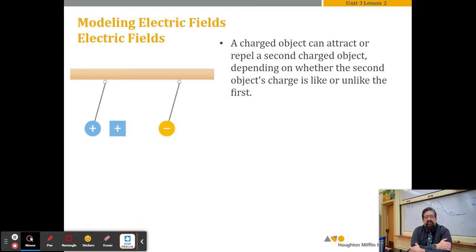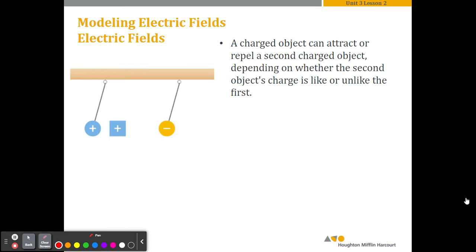In this case, we have two charged balls hanging from insulating strings, and we put a charged cube in between them, a positively charged cube. We know that a charged object can attract or repel a second charged object. We've already learned that opposites attract and like charges repel. So this depends on whether the object's charge is like or unlike the first. In this case, we see that the positive ball is repelled by the positive cube, and the negative ball is attracted to the cube.